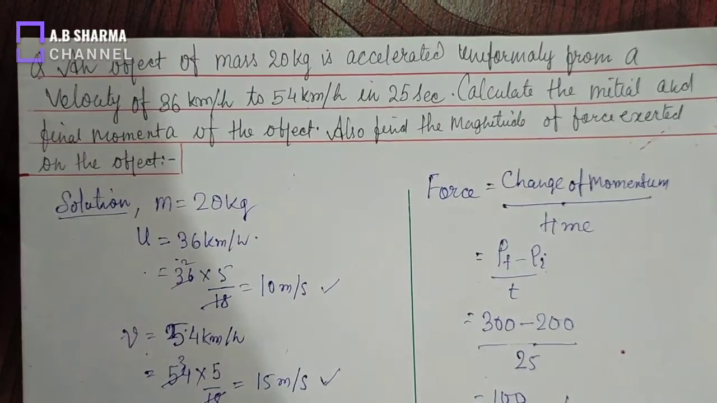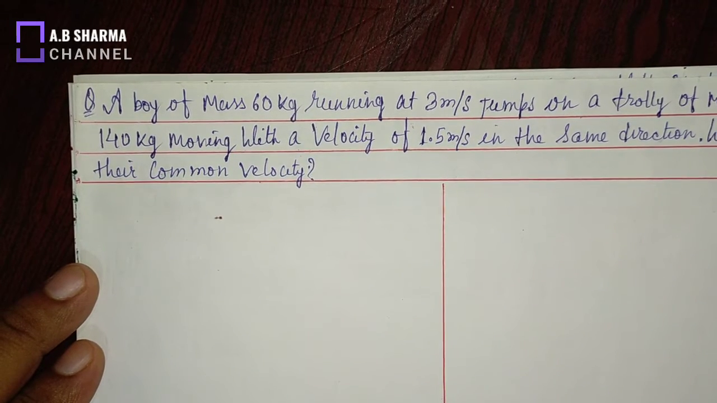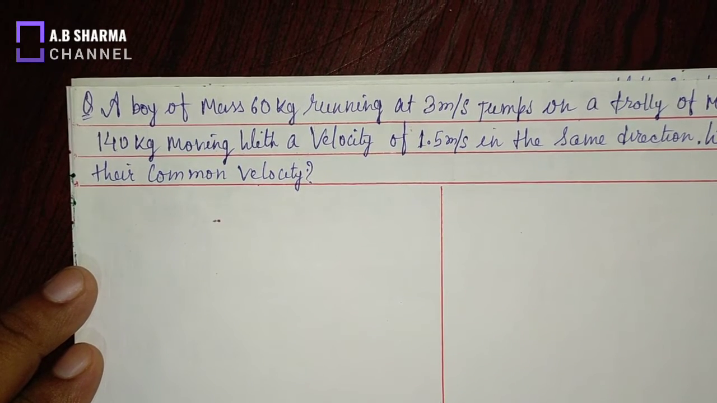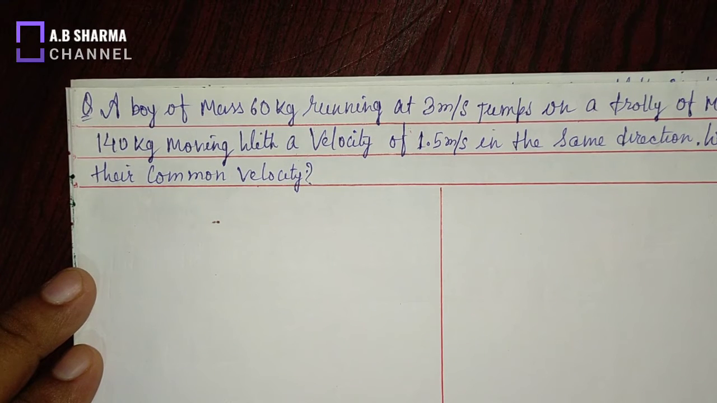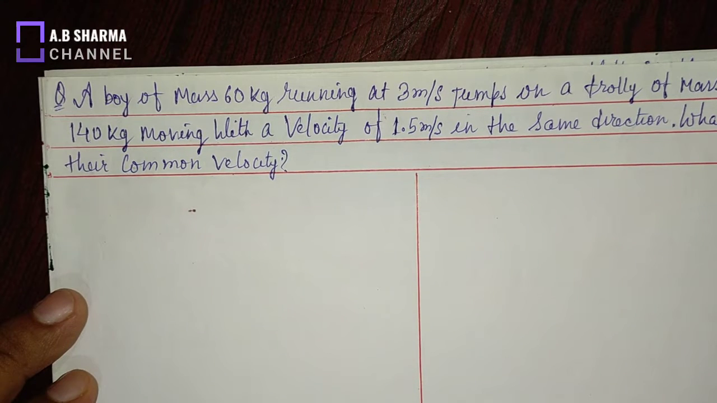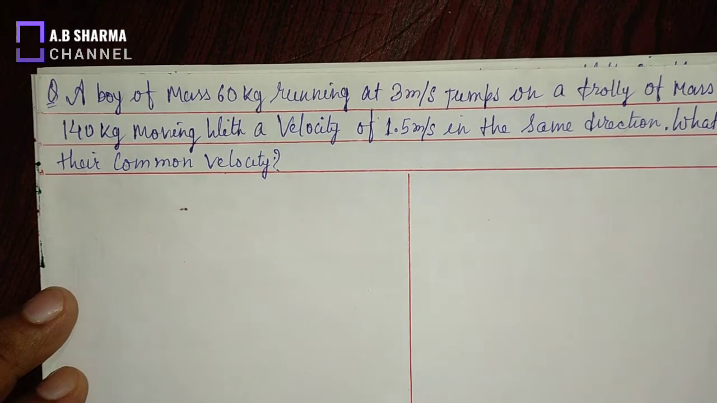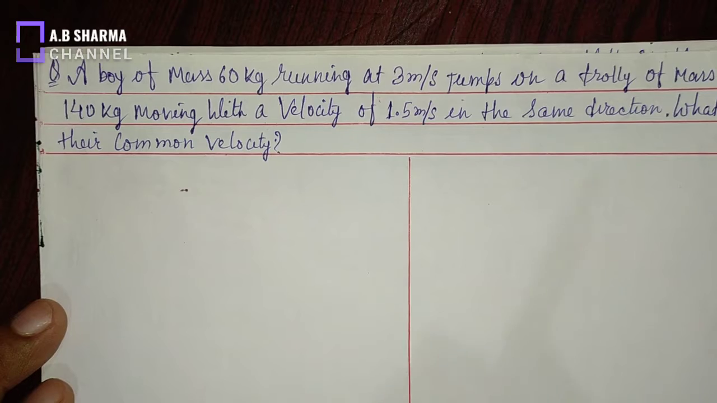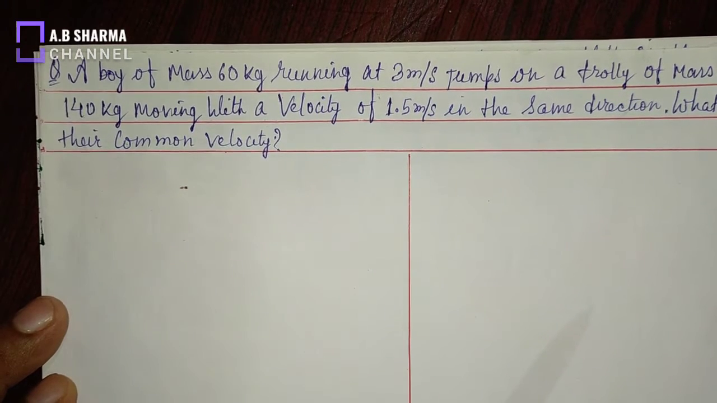Now see the next question. A boy of mass 60 kg running at 3 meter per second jumps on a trolley of mass 140 kg moving with a velocity of 1.5 meter per second in the same direction. What is the common velocity? We will solve this question using the conservation law of momentum.